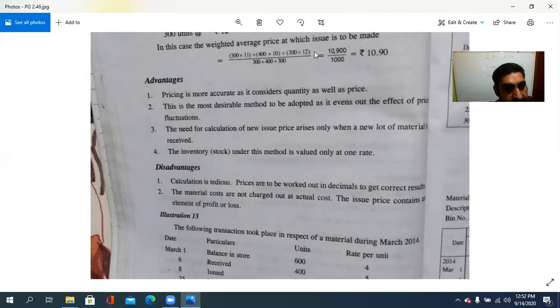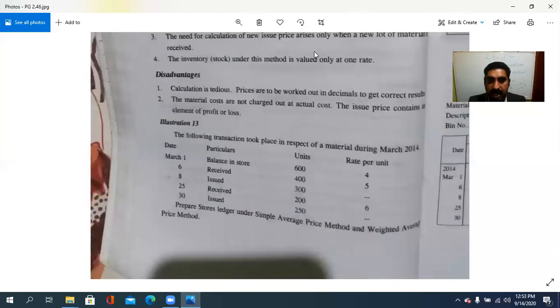So these are the advantages as well as disadvantages of the weighted average price method. Sometimes these two will be asked as a theory question, or sometimes LIFO or FIFO methods are asked. So we will do one problem with regard to the simple average and the weighted average price method. Today we will see the simple average method and how it is to be done.